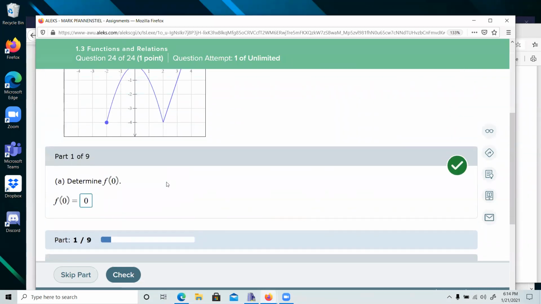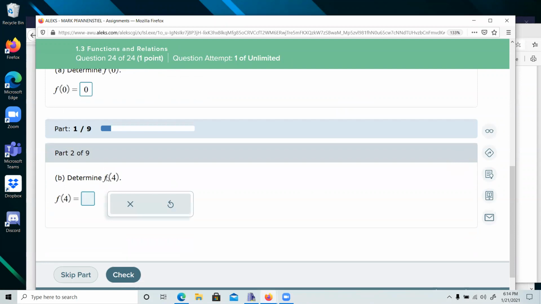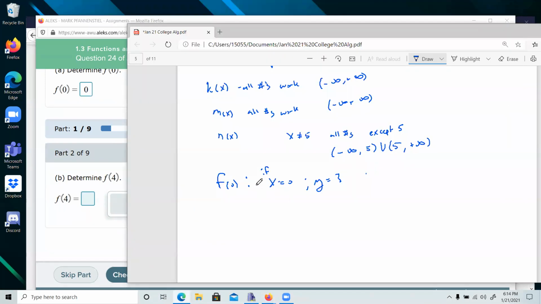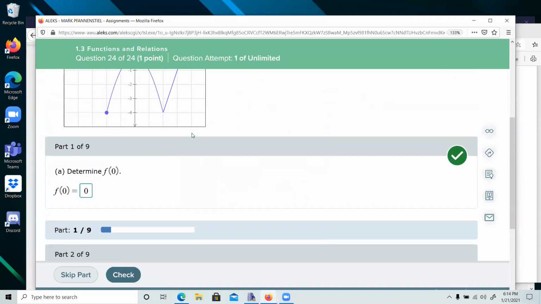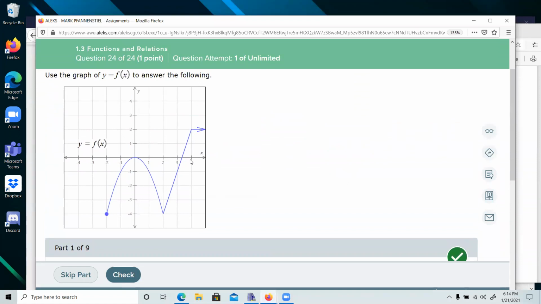Okay. So this part, right? When x is 4, what's y? Okay, so f of 4. Right? So we'll go over here. 1, 2, 3, 4. Y value looks like it's 2.